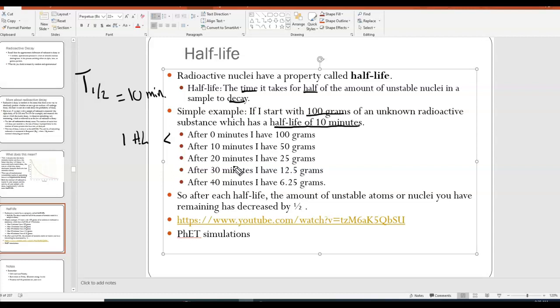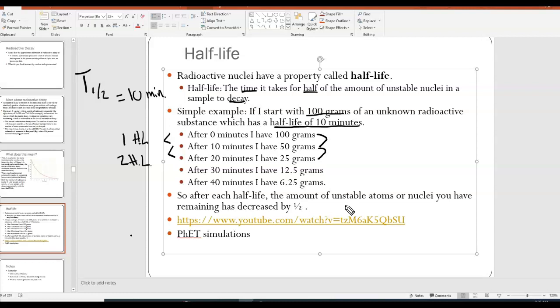Now, after 20 minutes have passed, that means after 2 half-lives have passed, between 10 minutes and 20 minutes, that's another 10-minute period. That's another half-life. Now I have 25 grams remaining of this unknown radioactive substance. Notice that the rate of decay, on average, has changed. Here, I lost 50 grams over 10 minutes. Here, I lost 25 grams over 10 minutes.